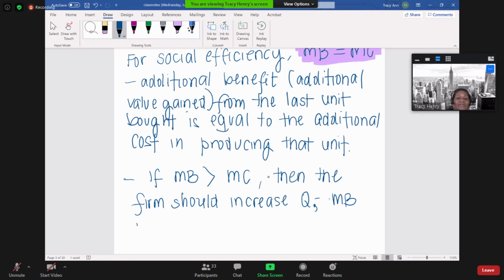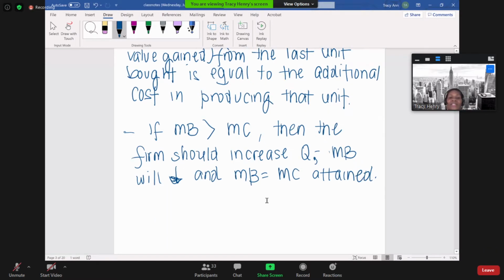marginal benefit will decrease. I mean, assuming that they're going to decrease all the way to it, right? So if the marginal benefit, meaning the value to the consumer, is greater than what it is costing the firm to produce it.